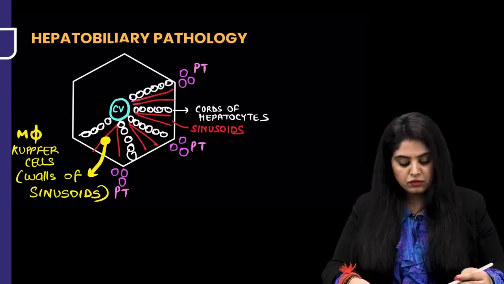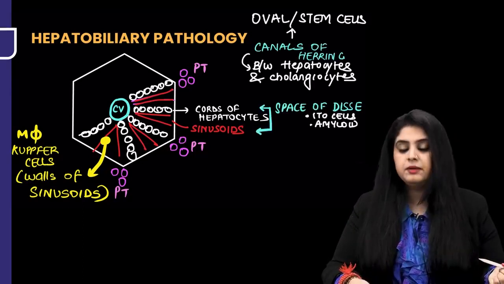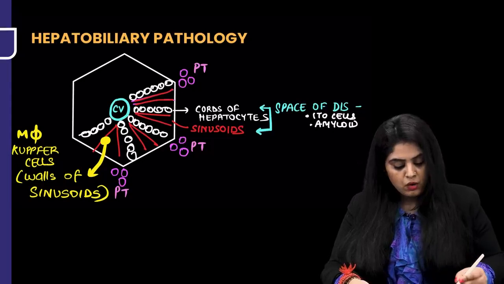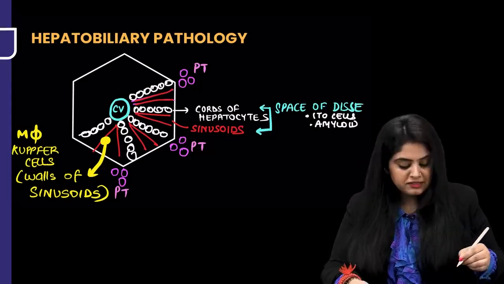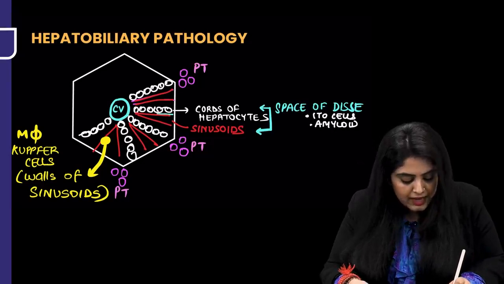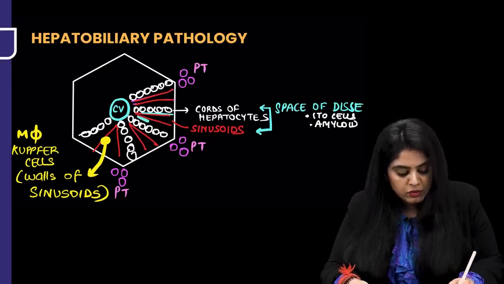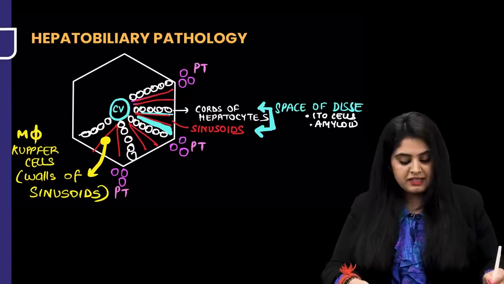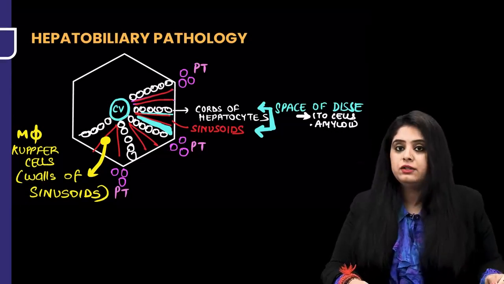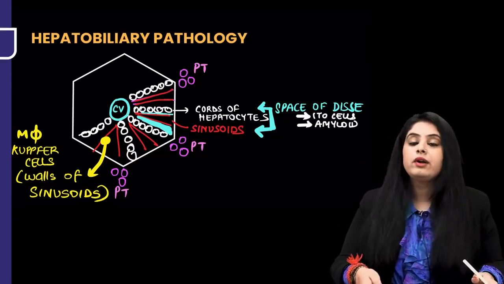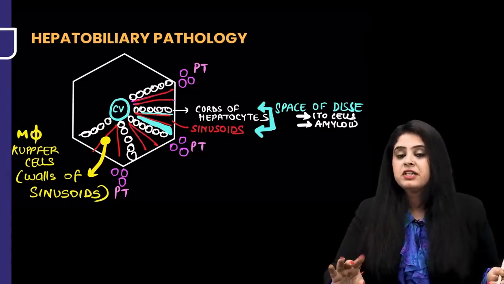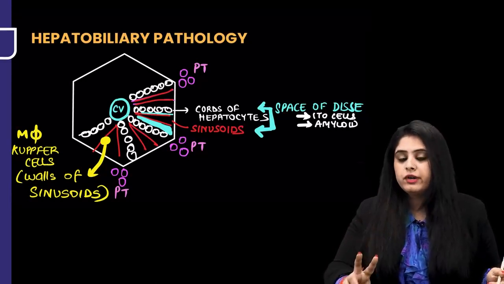Where do you think is the presence of the very famous stellate or the Ito cell? So first you will have to tell me what is the space of Disse. That is the first thing that I want all of you to know. What is the space of Disse? So this space that you see, between the sinusoid and the cords of hepatocytes, the space between these two is known as the space of Disse. What does the space of Disse have? Number one, it has the very famous Ito cells, and number two, it is the space where amyloid gets deposited. Go back to your immunology chapter. The first space for amyloid deposition is the space of Disse. So two things, Ito cells are over here, and the amyloid is going to deposit over here.